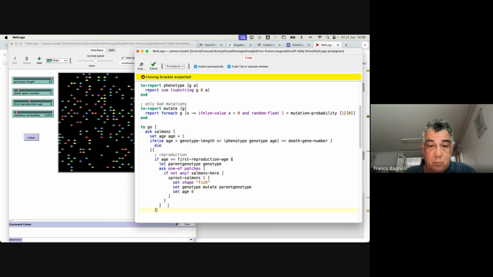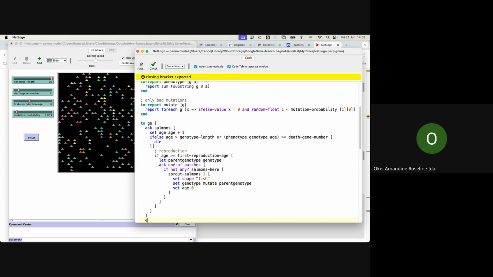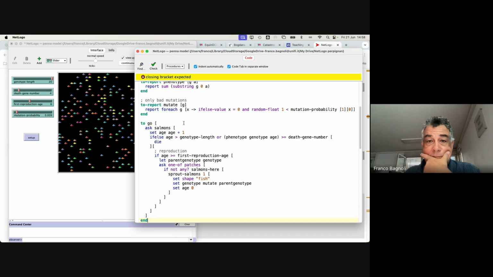Okay, let's see if this works. So if age is greater than first reproduction age, just for the report, mutate. Okay, no. If x equals 0, so okay, it has to be at 0. And with some mutation probability, it becomes 1. Otherwise, it stays at 0. I missed the x equals 0 part. Now we can test.